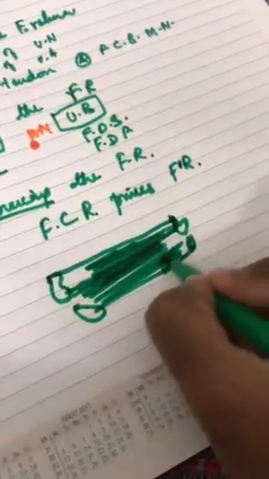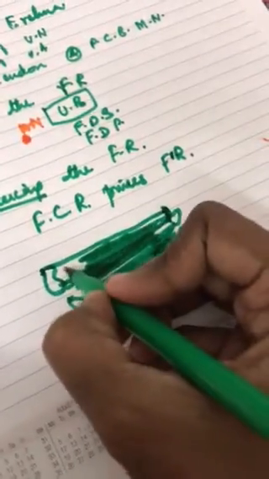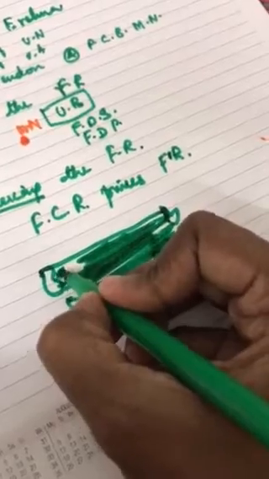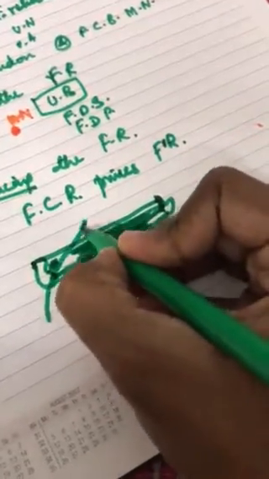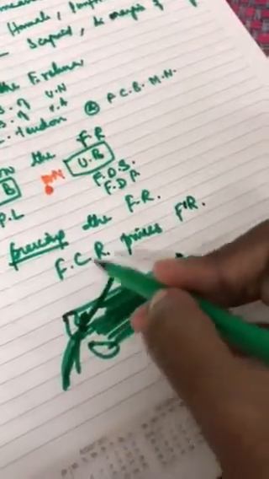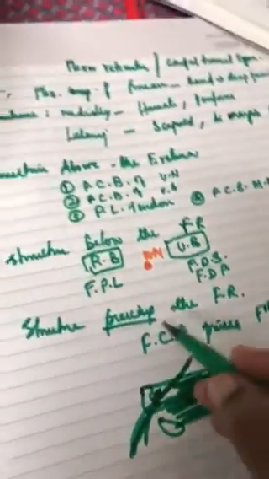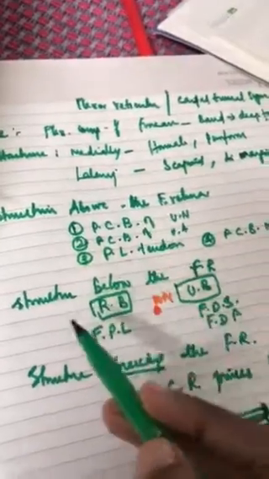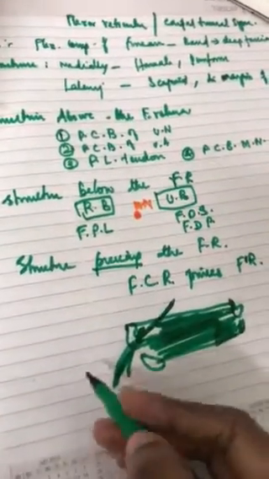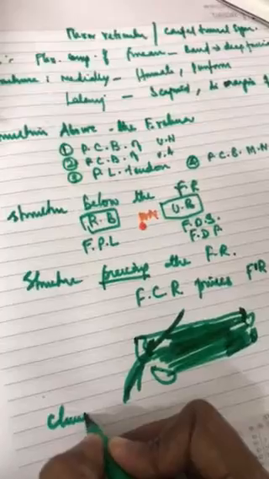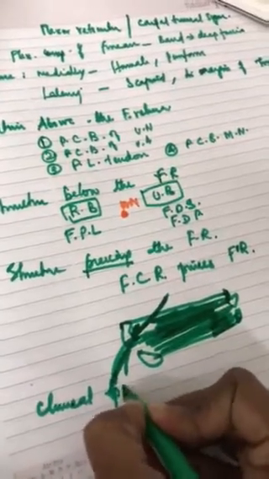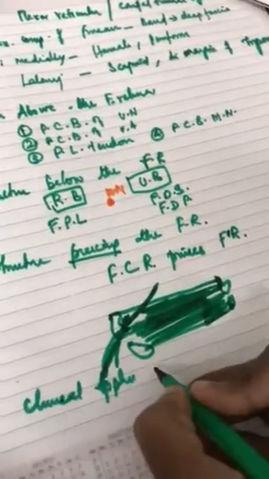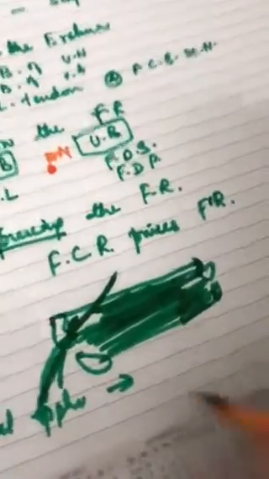So now you can understand which tendon is lying in the groove. Flexor carpi radialis. So the flexor carpi radialis lies in the groove. That's why it pierces the flexor retinaculum. Understood? So these are the structures. So we have written the site, the attachment, structures above, structures below, structure piercing, and next is a clinical application. Clinical application, what will you write? That is the most important question.